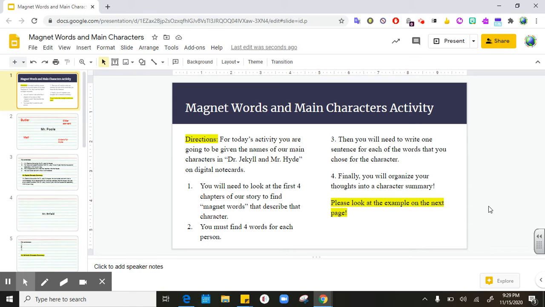You need to have at least 4 words for each person. And then you're going to create a sentence out of each of those words. And finally, you're going to organize those sentences into a character summary. So let me show you my example.